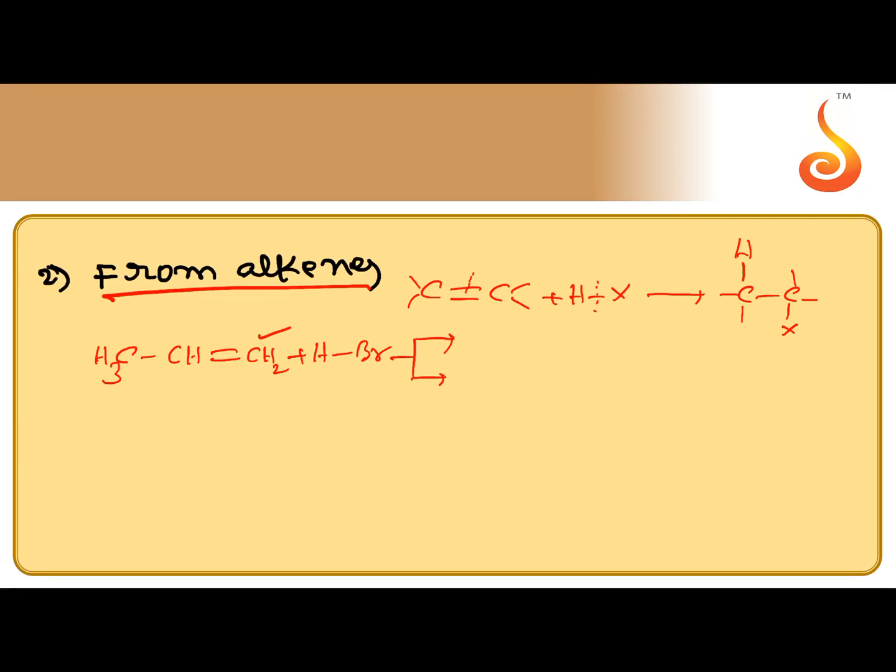When H goes to the doubly bonded carbon with more number of hydrogens, we can get one type of product, that is 2-bromopropane. If H goes to the doubly bonded carbon with less number of hydrogens, we can get another type of product. So in between these two, according to Markovnikov's rule, when H is migrated to the doubly bonded carbon with more number of hydrogens, the major product is formed. So 2-bromopropane is the major product.